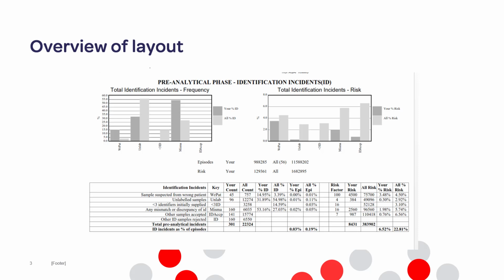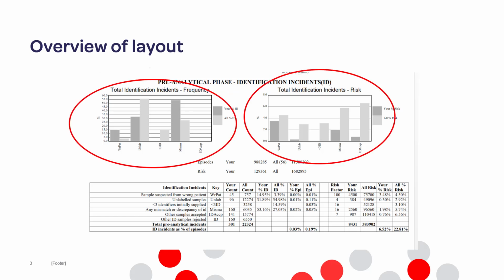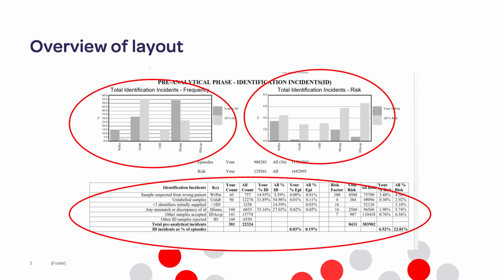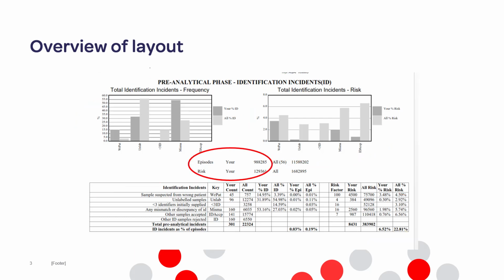The layout of the results for each of the 5 categories is the same, so only one category will be used as an example. The page is headed by the name of the category, in this case, Pre-Analytical Phase Identification Incidents, or ID for short. This is followed by graphical representation of the frequency and risk data, which come from the table at the bottom of the page. In between, your episodes and your total calculated risk for all incidents is shown, as well as the episodes and risks for all participants. The all episodes and all risk are calculated by adding together all participants' data for the survey.